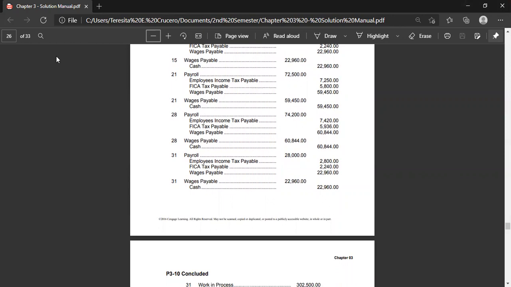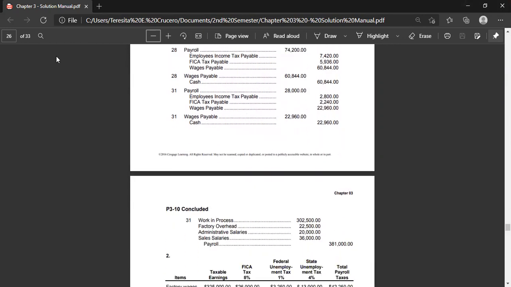Now these are your entries as required in number 1 to record the foregoing, including the distribution of the payroll cost. Now here we have the distribution of the payroll cost. How much will go to work in process? That's for direct labor. For indirect labor, debit to factory overhead.